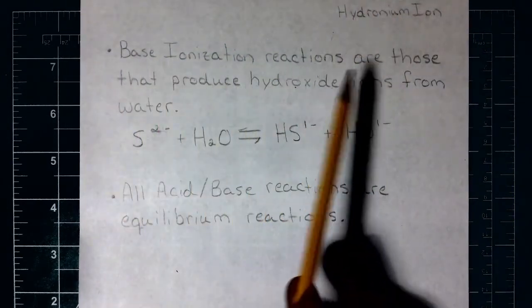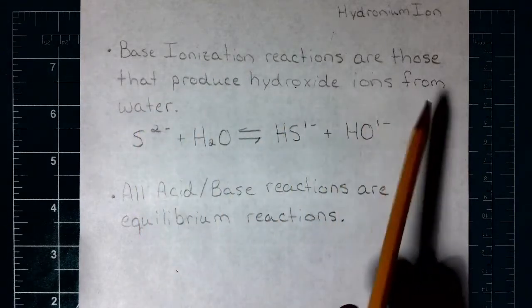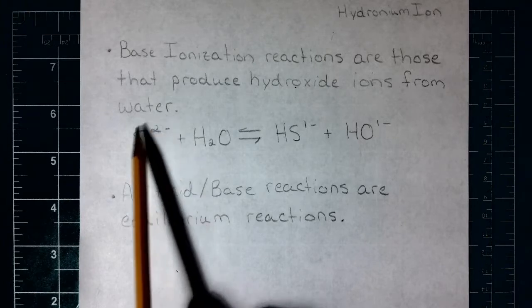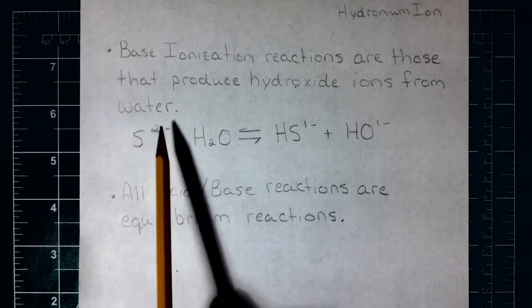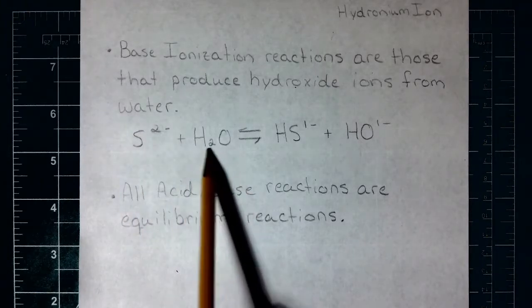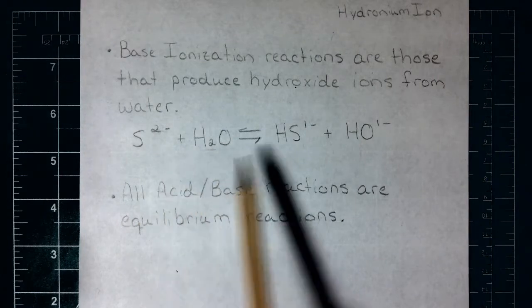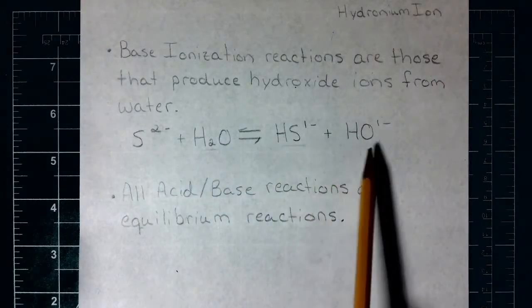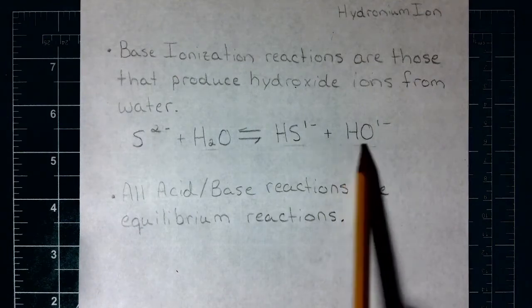Base ionization reactions are those that produce hydroxide ions from water. So here we have a Bronsted base, S2-. It's going to grab a proton from water. It's going to produce this conjugate acid here and a hydroxide ion.